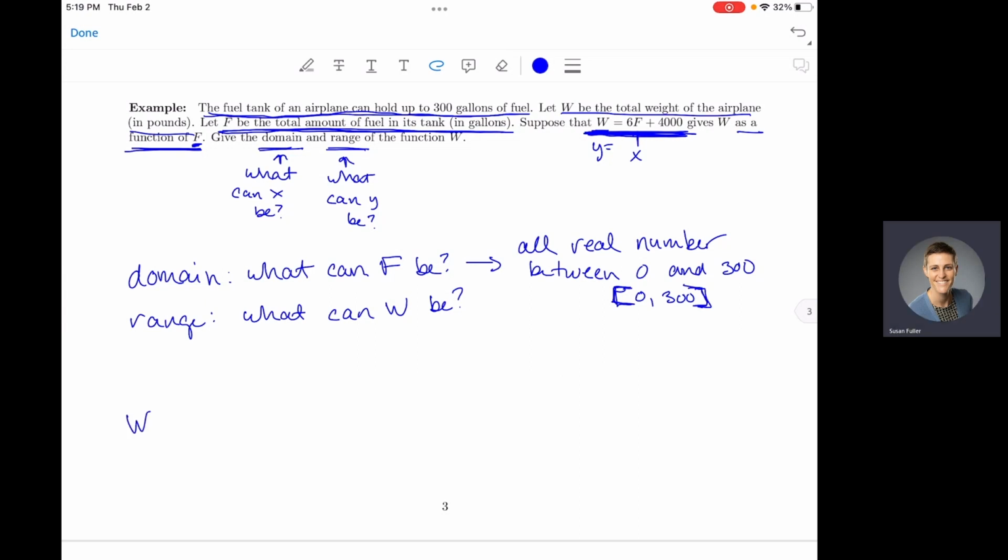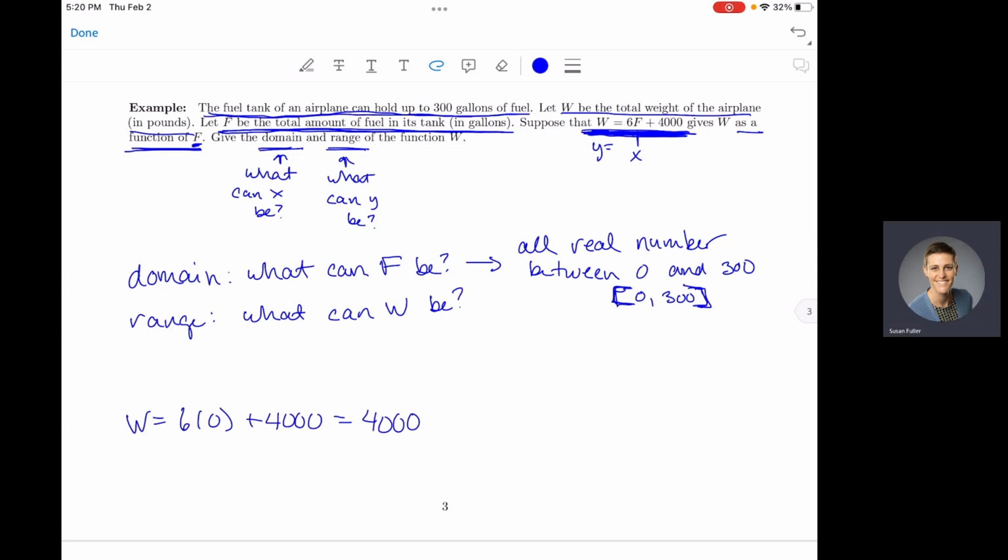So let's just start with the endpoints and figure out how much the plane weighs when it's empty and how much the plane weighs when it's full. That will help us figure out what the range of the weight can be. So if we have 0 gallons in our fuel tank, then F is 0. And in that case, W is going to be 6 times 0 plus 4,000. I'm just plugging F equals 0 into our function up here. And so when we have 0 gallons of fuel in the tank, the weight is 4,000 pounds.